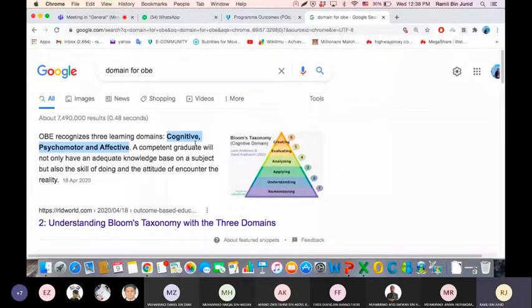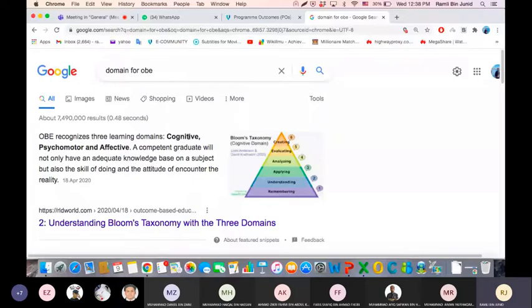Okay, so what is cognitive? Cognitive is to test your understanding or comprehension about the subject. So it tests your brain, whether you understand or comprehend the thing that has been taught to you. That is cognitive. So it tests your brain, your understanding.